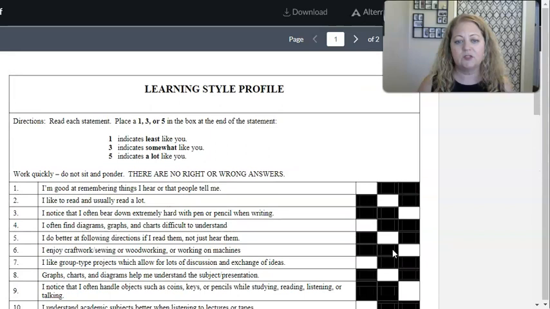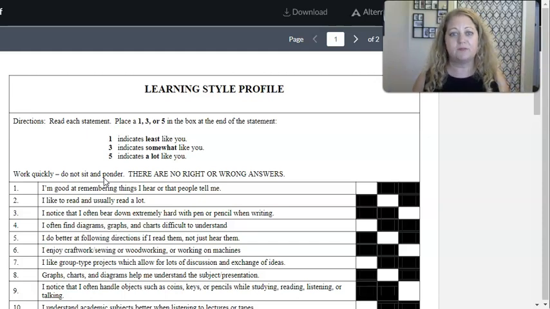When you're answering these questions, you want to do this all in one setting. You want to be in the same state of mind when you start it to when you finish it. And you want to go with your first gut reaction. You don't want to sit there and ponder for 5 minutes. Gosh, do I read a lot? I don't know. What does that mean? Just go with, do you like to read? Yes or no? Go with your first instinct instead of sitting there and pondering it for a while.